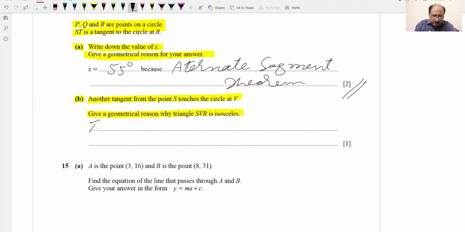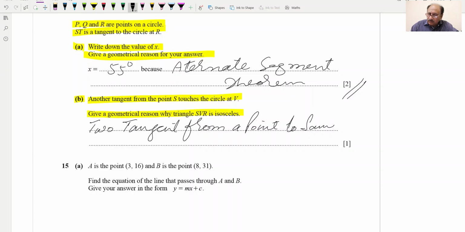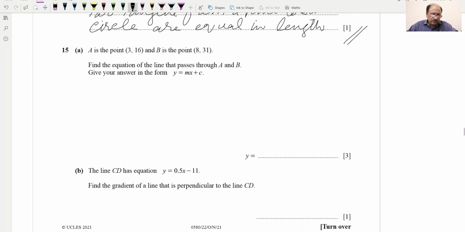So they are saying this triangle is an isosceles triangle, and the reason is what? Two tangents from a point to the same circle are equal in length. So hopefully you understood this. So this is a 1-mark part, the reason we have provided. Question number 15.